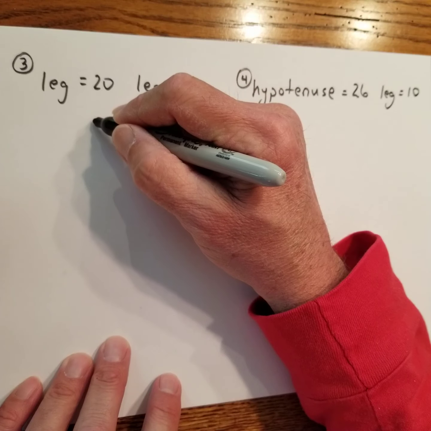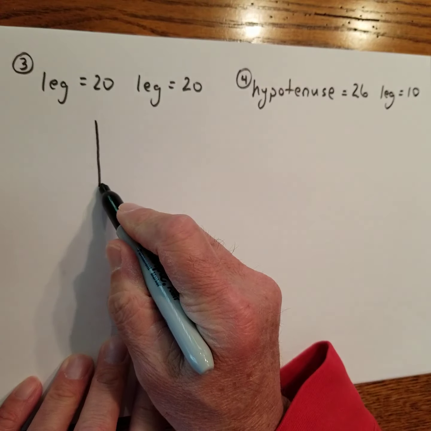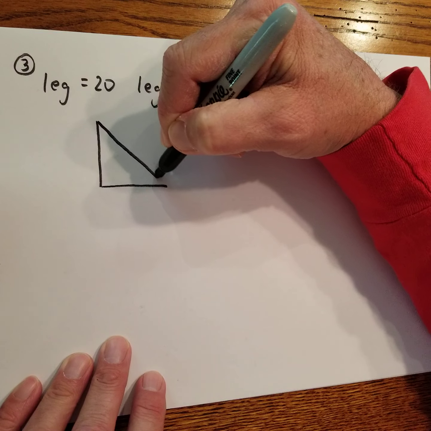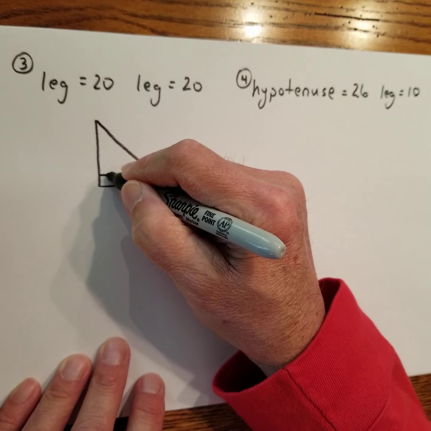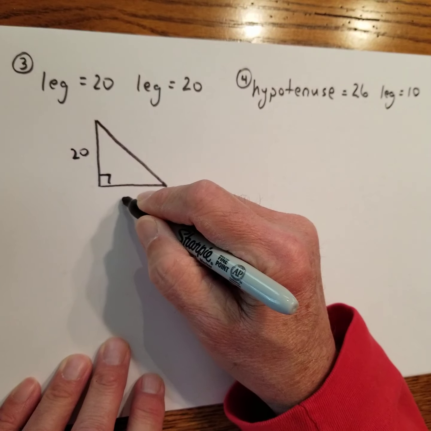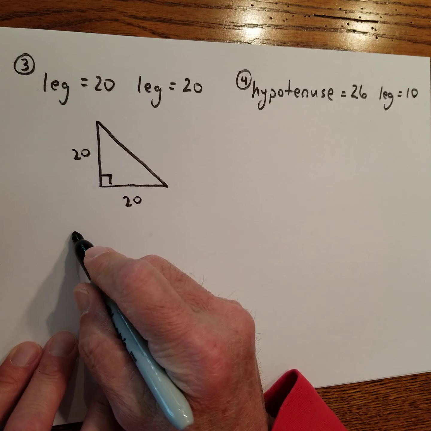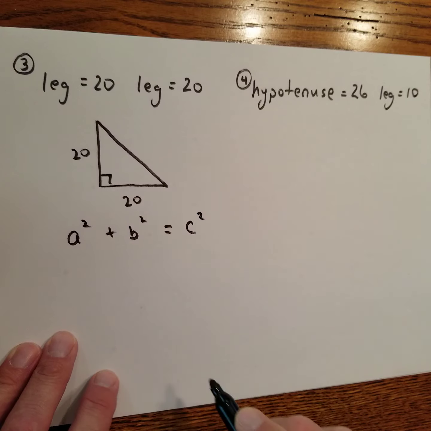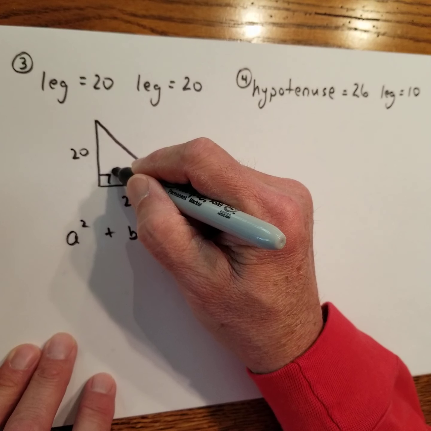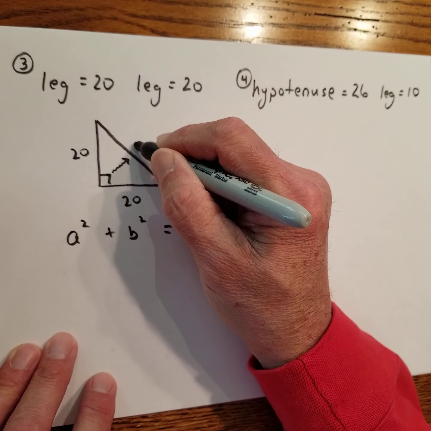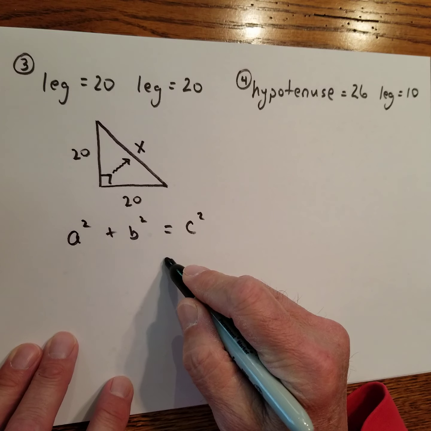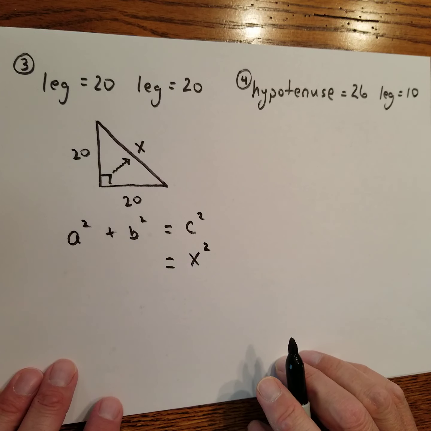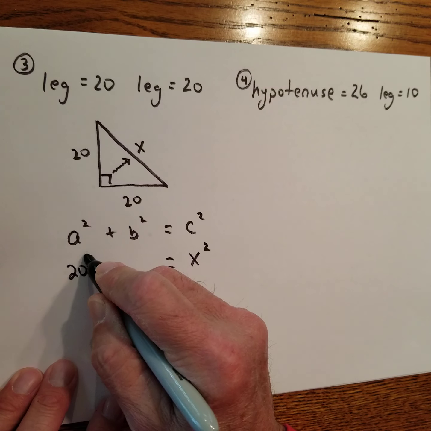When I draw my picture for number 3, I'll try to make the legs the same length, because the problem tells me that they are each 20. Now we'll set up our a squared plus b squared equals c squared. What I'm looking for is the missing side. Since it's across from the right angle, that's the hypotenuse. We'll plug in x for c. The legs are each 20.